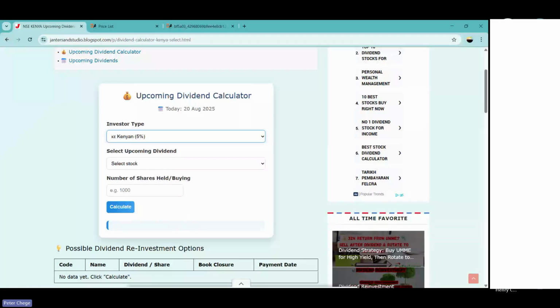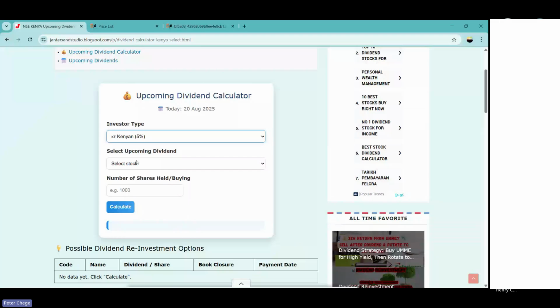So your tax bracket matters. If you are Kenyan, you just pick Kenyan 5%. That's what you pay as withholding tax. It is deducted by the registrar and paid directly to KRA. You don't need to declare.